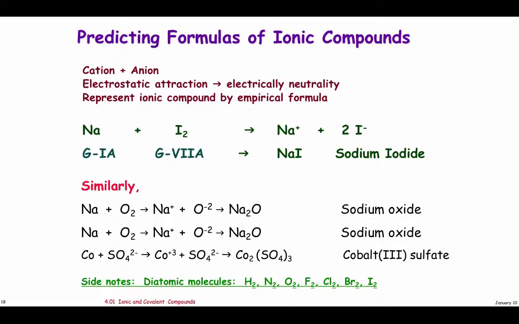Let me just note that there are certain chemicals out there that are diatomic. They're found in nature this way: H2, N2, O2, F2, Cl2, Br2, I2. Whenever they're referred to in a chemical reaction, let's say we have sodium and hydrogen reacting, you don't write hydrogen as H, you write it as H2, as found in nature. Please remember these diatomic molecules.